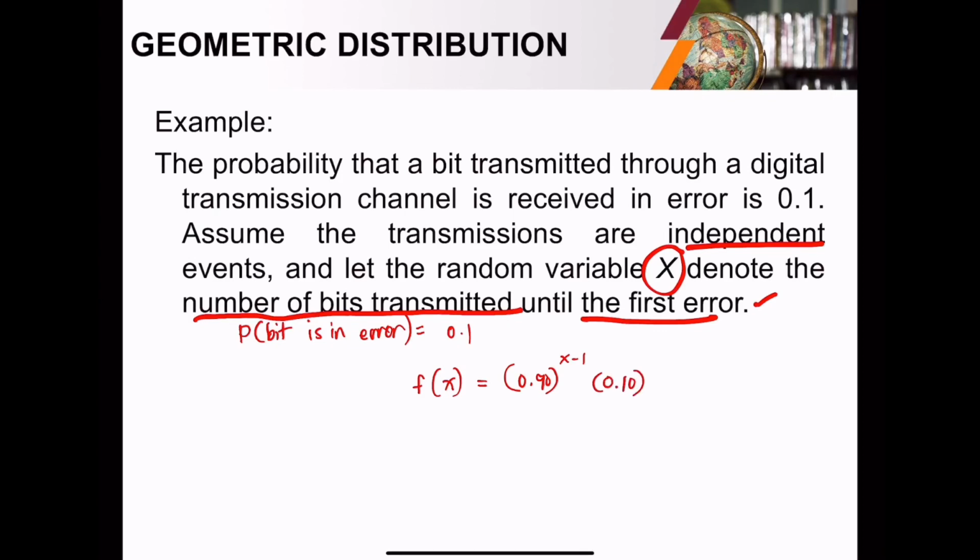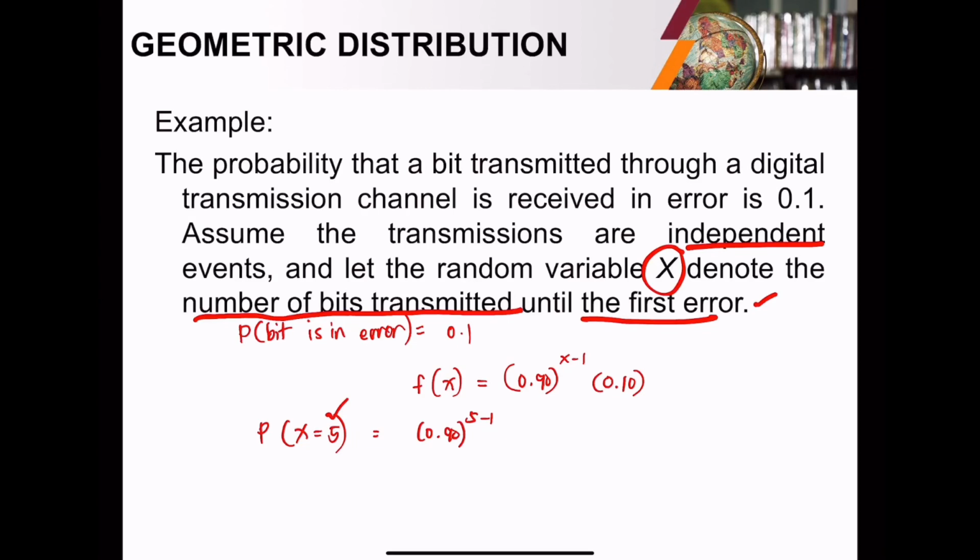But if we're being asked, like for example, what is the probability that in 5 trials, makakuha tayo ng isang error on the 5th. Ibig sabihin, on the 5th, magkakaroon ng error. Parang ang mangyayari dyan is, you have 4 okay bits, 4 good bits, and then the 5th bit to be in error. So, ang magiging solution natin dito would be 0.90 raised to 5 minus 1. So, ibig sabihin, 4 yung nag-fail natin.